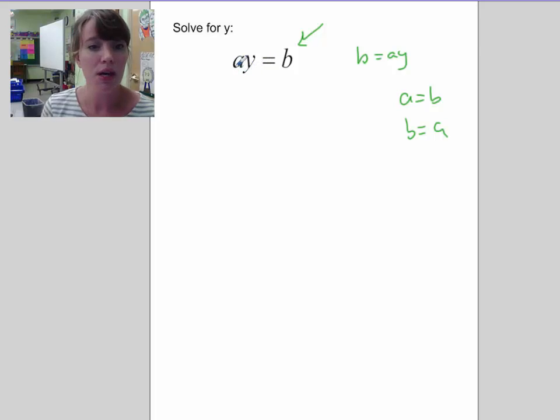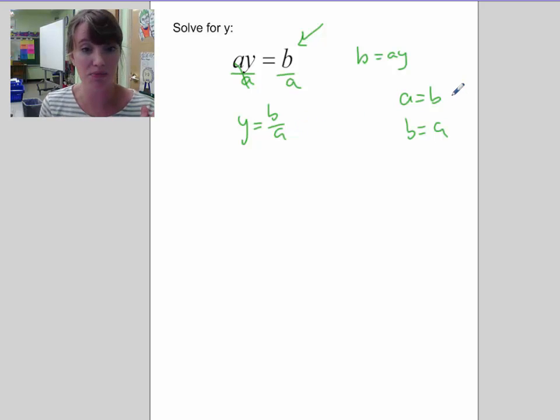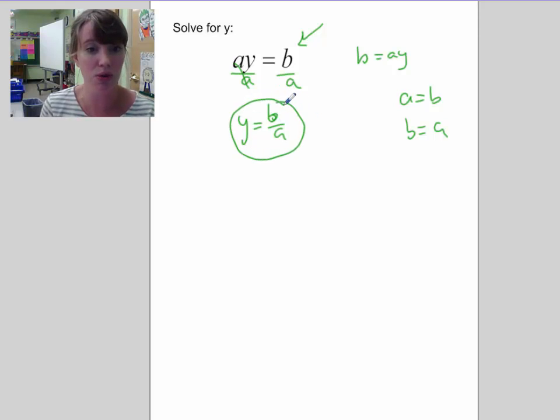So here, I have a on the side. A is attached to y with multiplication, so I'm going to divide each side by a. Okay, so I have y is equal to b over a, and that's it. Okay, y is left by itself. I have some expression on the right-hand side that doesn't involve y, and so that's all I need to do. Okay, so I've solved this equation for y.